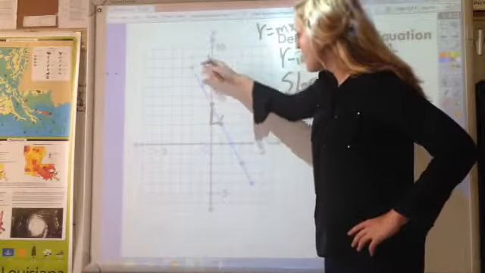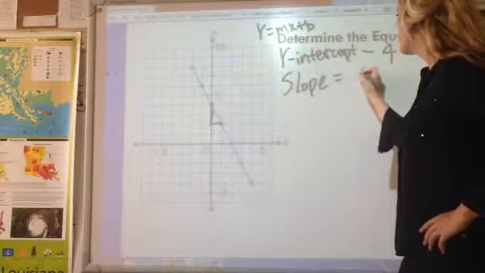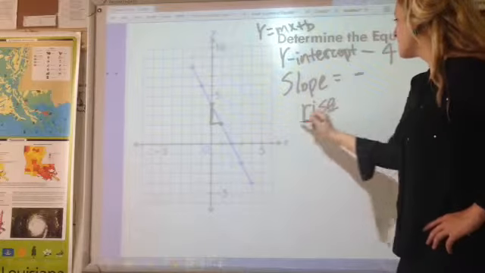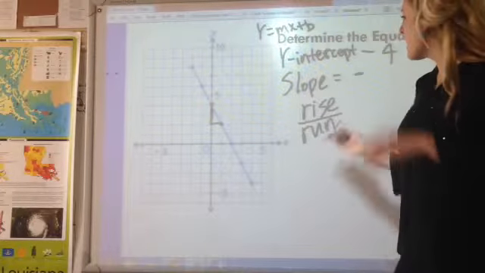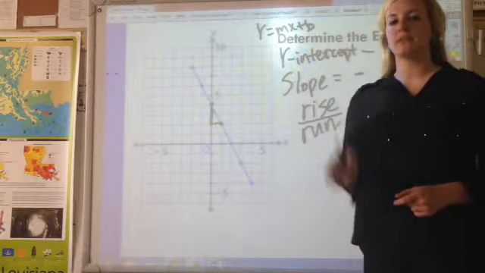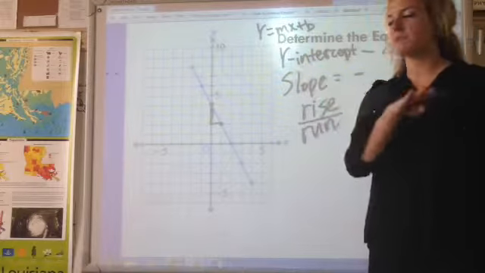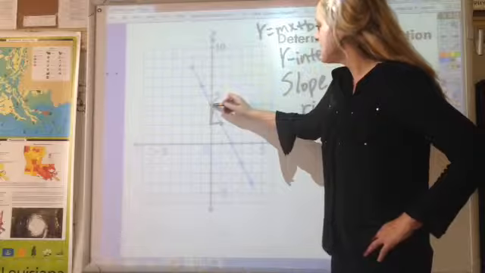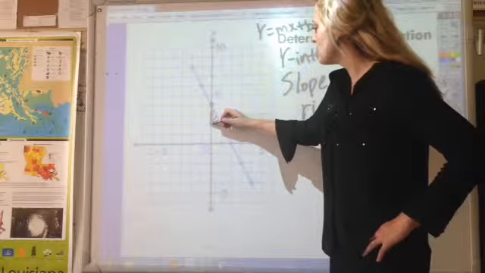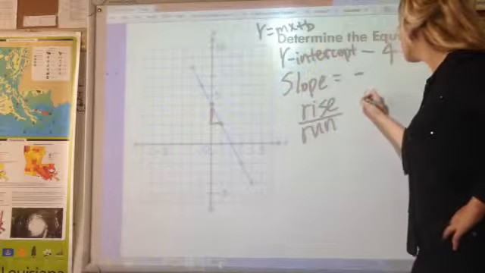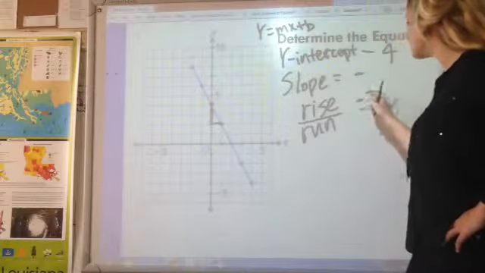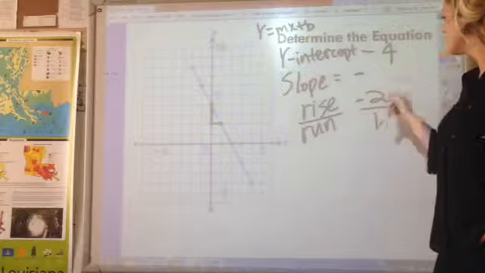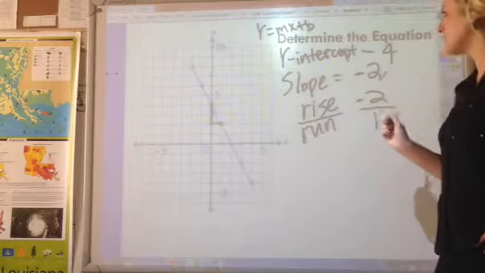Well, I see that my line is going down, which means that my slope is definitely going to be negative. So now I just need to figure out my rise and my run. My rise is how many points I go up or down, and my run is how many points I go left to right. So if I'm looking at just these 2 points, I see that I go down 2, which will be my rise, down 2, so it'll be -2, and then over 1. -2 divided by 1 is just -2, so I have a slope of -2.